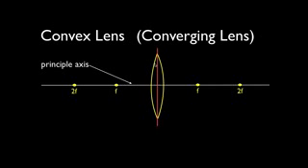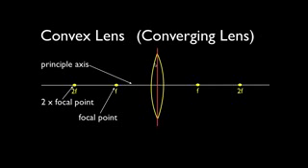One of them is the principal axis. This is this white line that runs horizontally through the center of the lens. Then we have our focal point, and we have the point we call 2f. The focal point is at a distance of one focal length from the lens, and 2f is twice as far away.